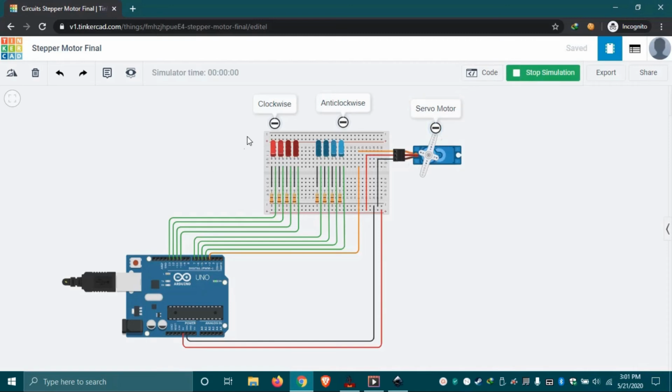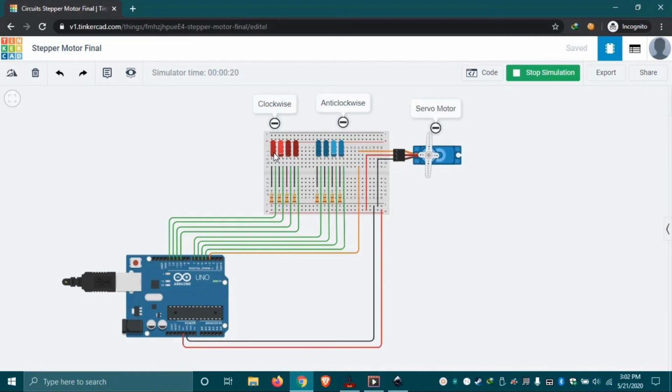Now, as we do not have the 28BYJ48 stepper motor and the GRBL CNC shield, we have used a group of 4 LEDs to simulate each stepper motor. Now, in the first group of 4 LEDs, these 4 LEDs simulate the coils of the 28BYJ48 stepper motor.